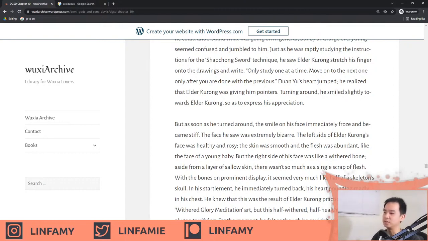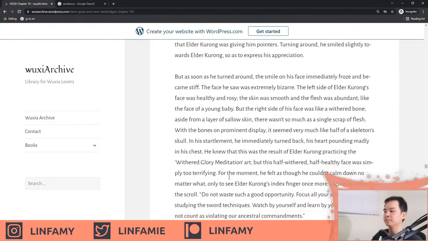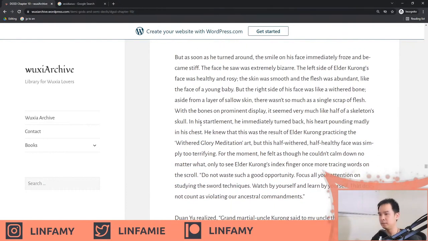But the right side of his face was like a withered bone. Aside from a layer of sallow skin, there wasn't so much as a single scrap of flesh. With the bones on prominent display, it seemed very much like half of a skeleton's skull. What the heck? In his startlement, he immediately turned back, his heart pounding madly in his chest.